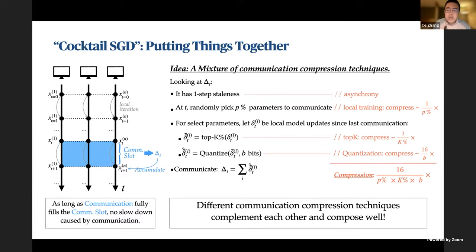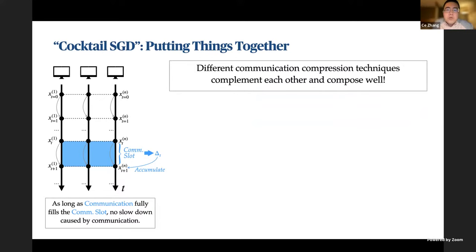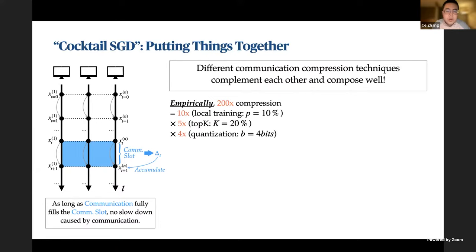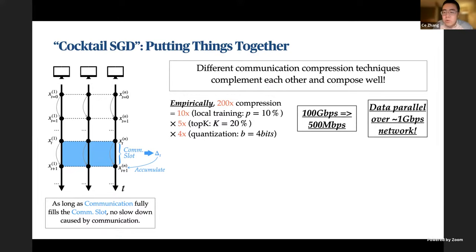compose really, really well. Empirically, if you want, for example, 200 times communication compression, what you can do is put 10 times into local training, 5 times into top-k, 4 times into quantization. This will actually take you all the way from a 100 gigabit network in the data center to 500 megabits. That's what 200 times compression can give you. If you can do this, you can do data parallel training over a 1 gigabit network without seeing too much slowdown end-to-end compared with the data center setting.